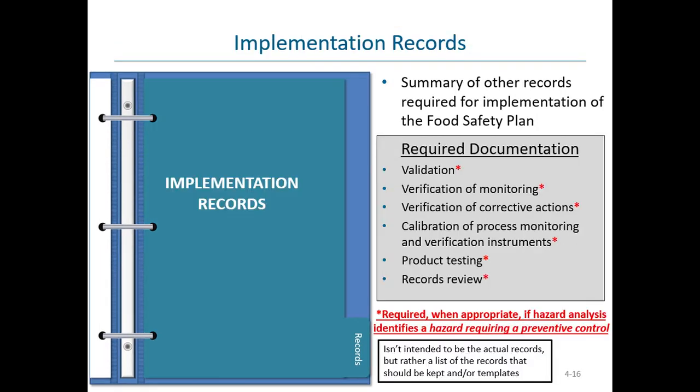The last section we're going to have is an implementation records section. Now this is important. This is meant to be a bank of templates of records that you're going to be using in association with your food safety system. So it's not meant to be the place where you shove all of your monitoring records that are produced every single day. This is just a place where you have a template of your monitoring record for preventive control number 2. So your template bank should be here.